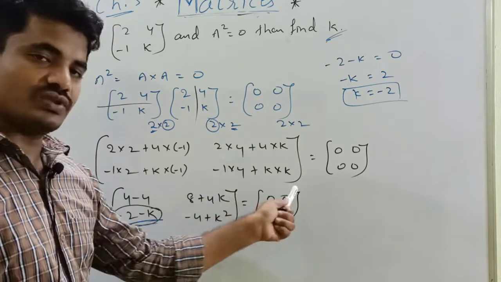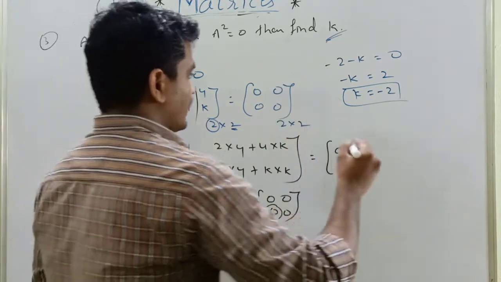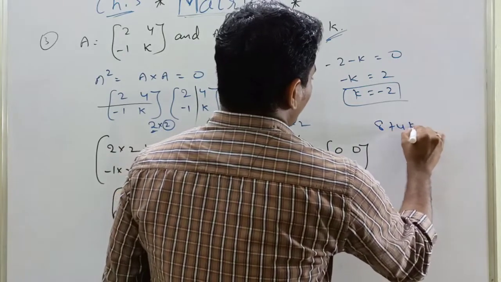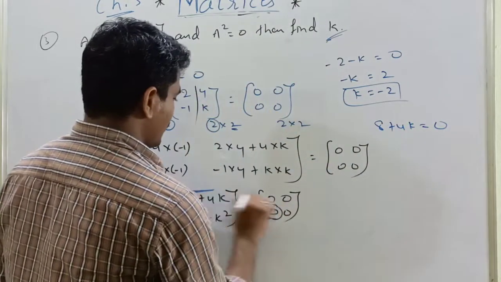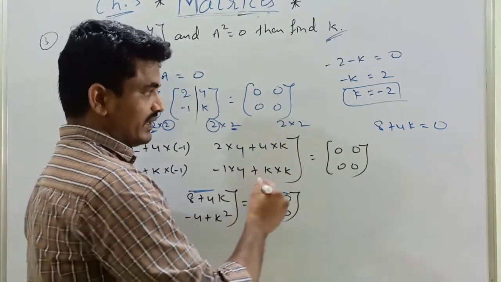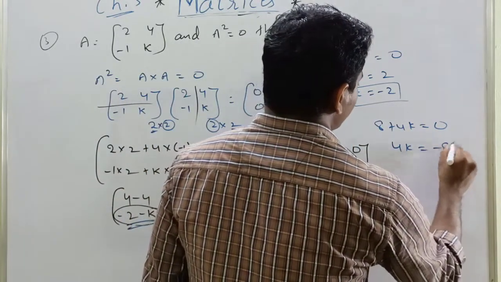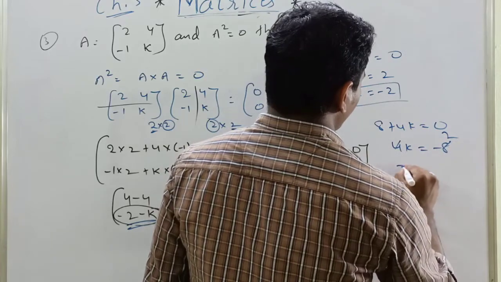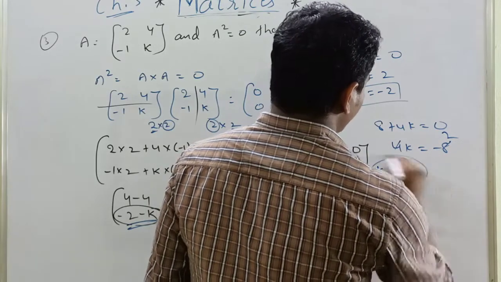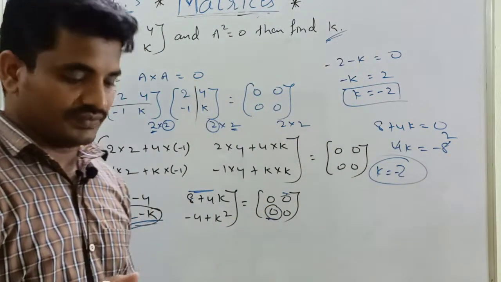You can check with this also: 8 plus 4k equals 0. Sending 8 to the right side, we get minus 8, and 4 twos are 8, so k equals minus 2. In this case also we are getting the same value.